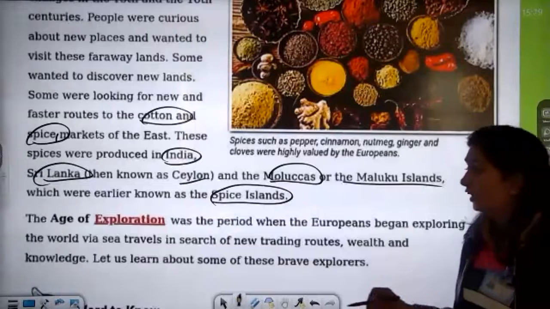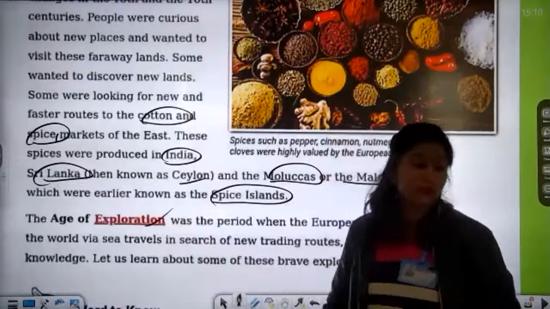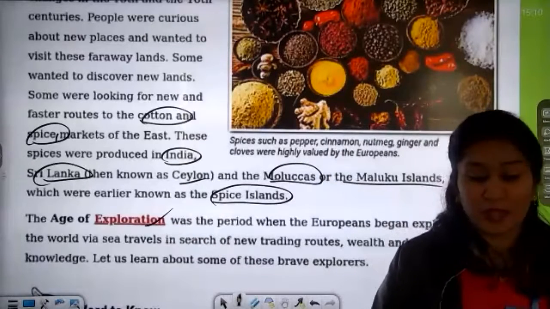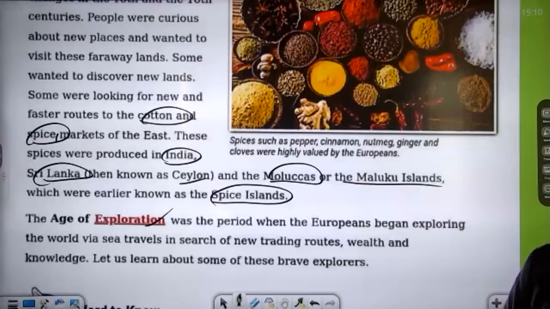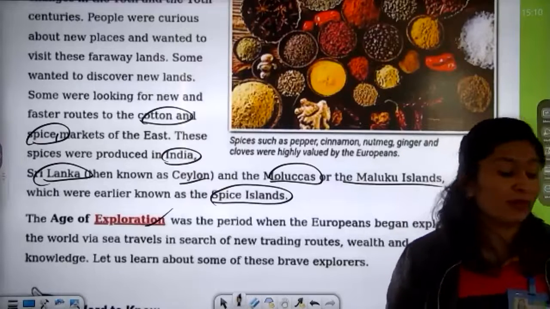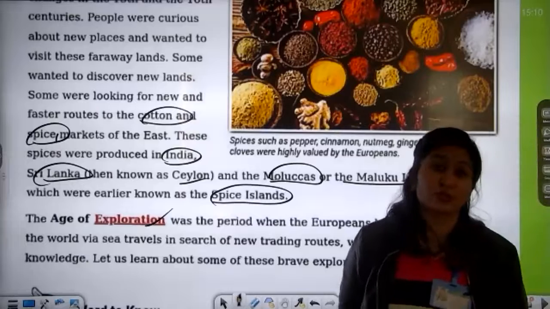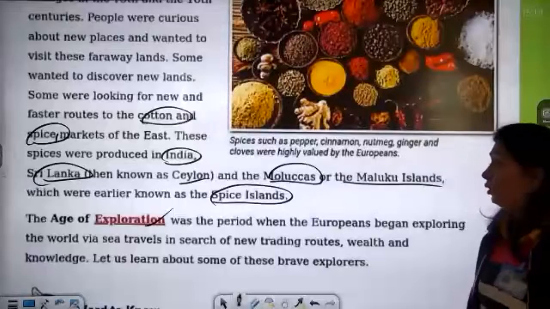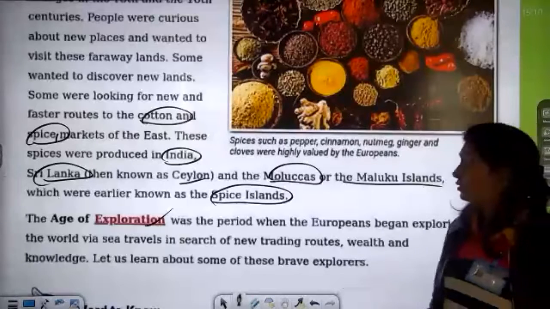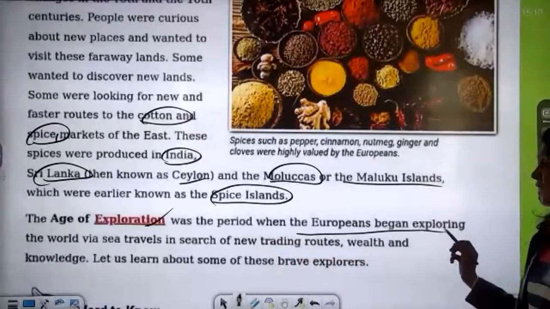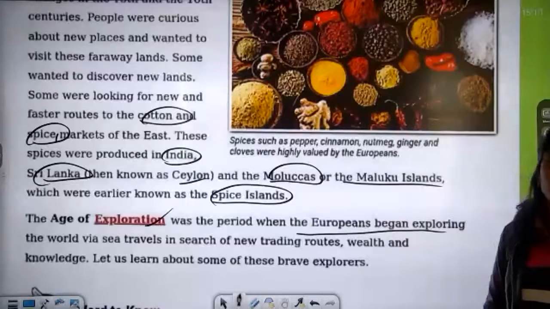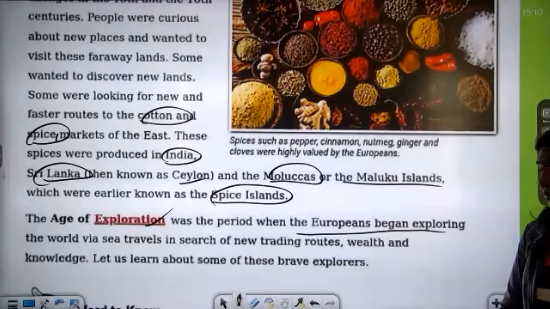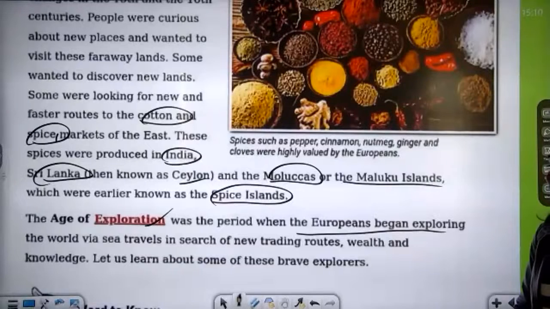So, the age of exploration. Explore means to search about a new place, to travel and search about a place, to know the things about that place. The age of exploration was the period when the Europeans began exploring the world via sea routes, via sea travels, in search of new trading routes, wealth and knowledge.